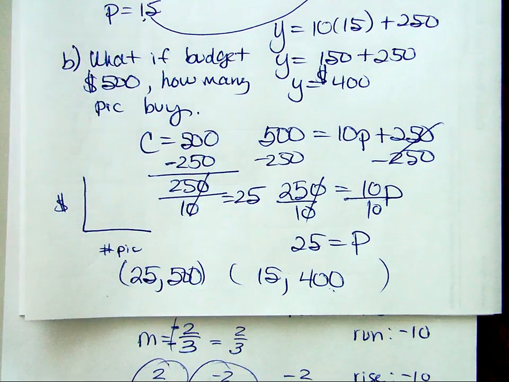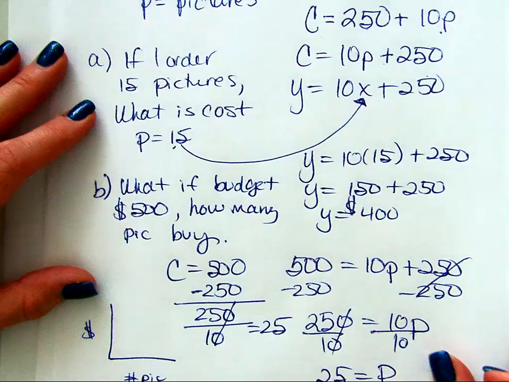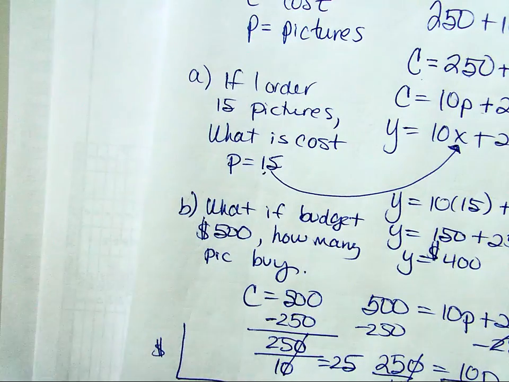$400. Okay? So if I asked you to plot that, would you be able to make an ordered pair of that and plot it and say this is the number of pictures, this is our cost? Do you remember doing this? Yeah? Okay, so that's it.